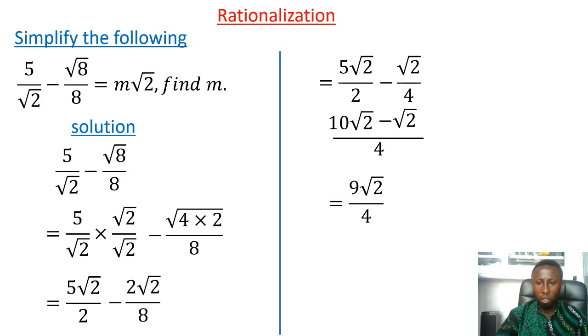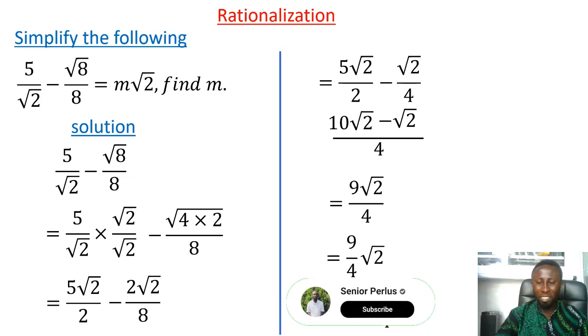9 root 2 out of 4, because the roots are the same. So our final answer is 9 root 2 out of 4. We want to find m. That's it. So therefore, our m is 9 out of 4. That's how to rationalize a surd.